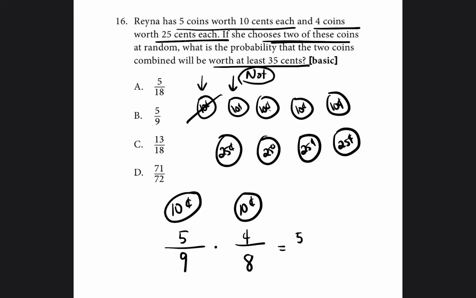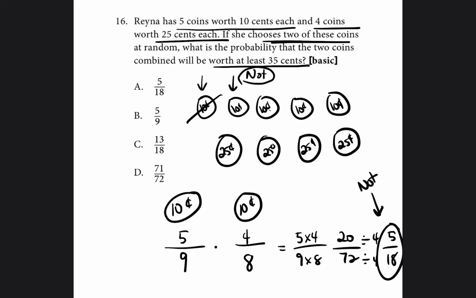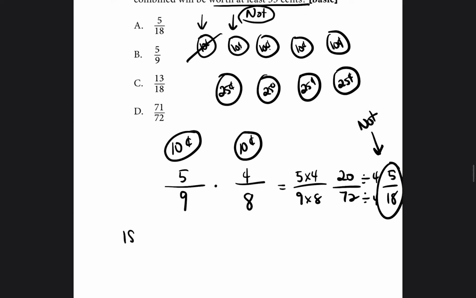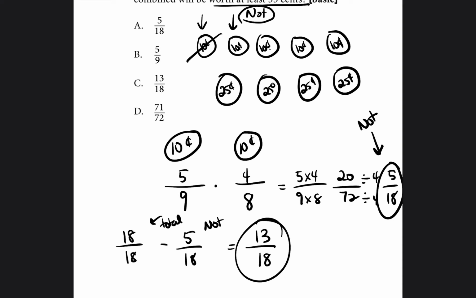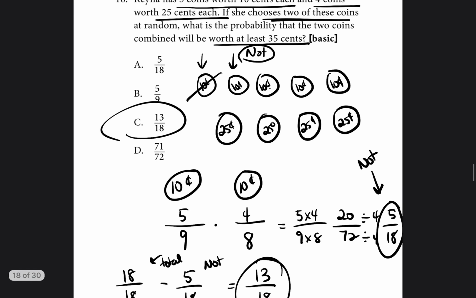I'm going to multiply that out. 20 over 72, and then I'm going to reduce. So this is the probability of not picking at least 35 cents. Now I'm going to subtract it from the total outcomes: 1 minus 5 over 18. This is not choosing. So we end up getting 13 over 18, and that's the probability of actually choosing 2 coins that are worth at least 35 cents.